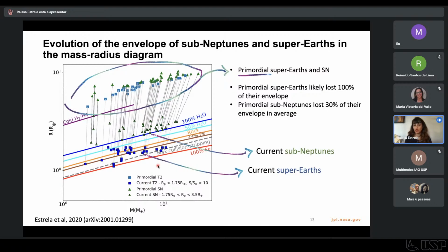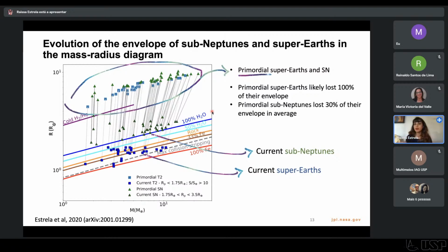You see the change. What you see here is the current population of super-Earths, the current population of sub-Neptunes, and the dashed line connects the current population with the primordial population, the one that we estimated. And you see the change after photoevaporation, which is mainly in radii. The change in radii is because these planets lost mass. So super-Earths, given our calculations, are likely to have lost all their envelope due to photoevaporation, while sub-Neptunes lost on average 30% of their envelope.